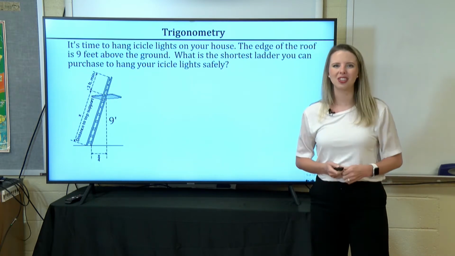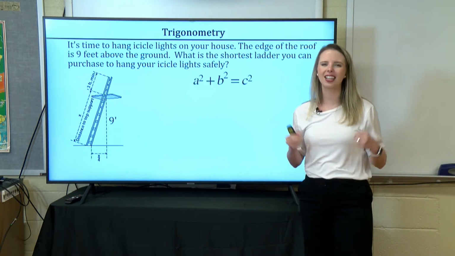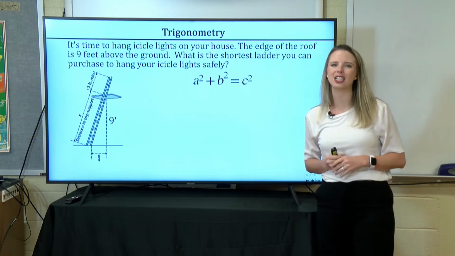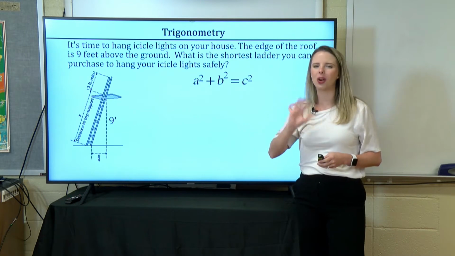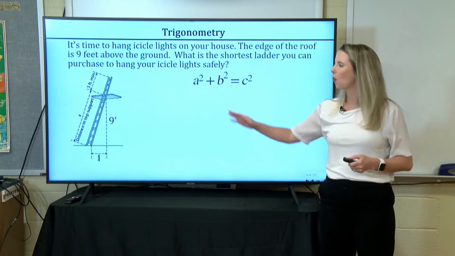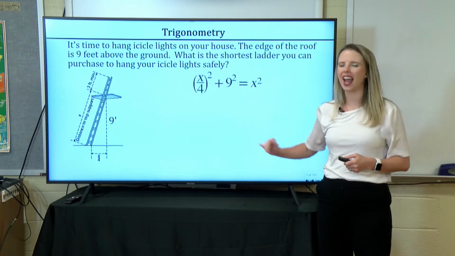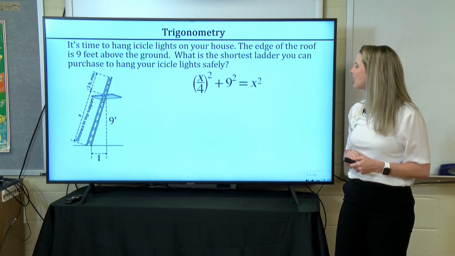So what can we use? Pythagorean theorem. You are so right. Pythagorean theorem and trigonometry go hand in hand. A squared plus b squared equals c squared. So we know that c is our hypotenuse, and a and b are the legs. So we can fill this in. We know x is our hypotenuse, so we can place x over 4 for a, 9 for b, and x for our hypotenuse c.